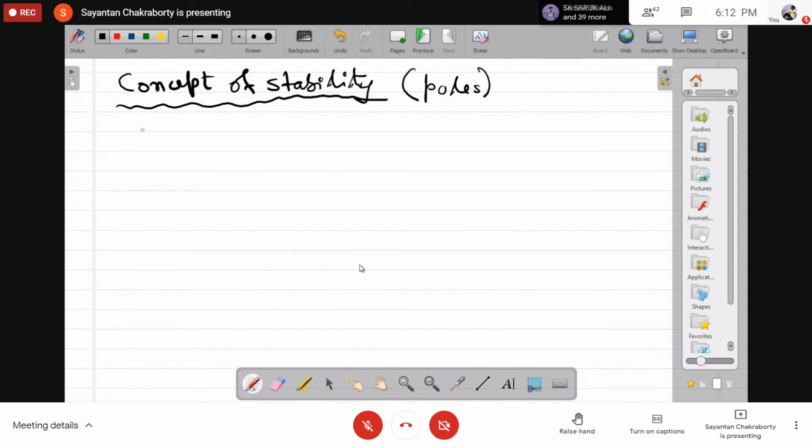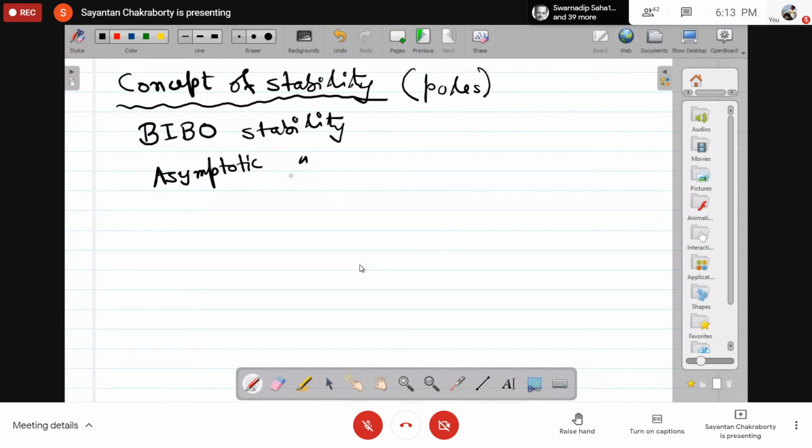I think I've already mentioned BIBO stability. Given a bounded input, if the output is also bounded, then the system is said to be BIBO stable. There is another concept, asymptotic stability. What is this? In the absence of any input, the output tends towards zero, or the equilibrium state of the system, irrespective of the initial conditions. Suppose you give an initial condition and let the system settle down. If it is a stable system, it will settle down to its equilibrium condition, that is the zero state. But if it is an unstable system, it will grow unbounded.